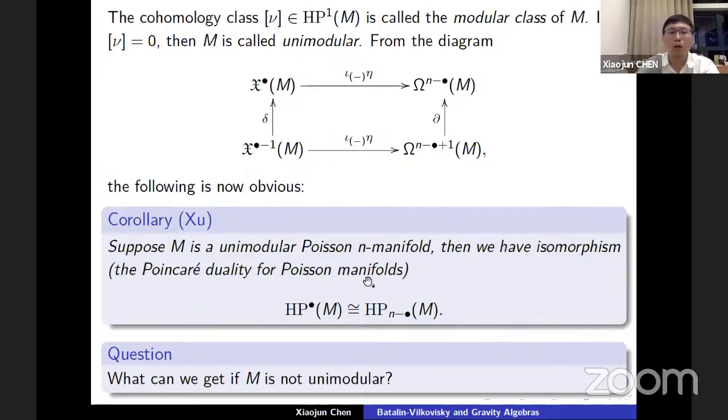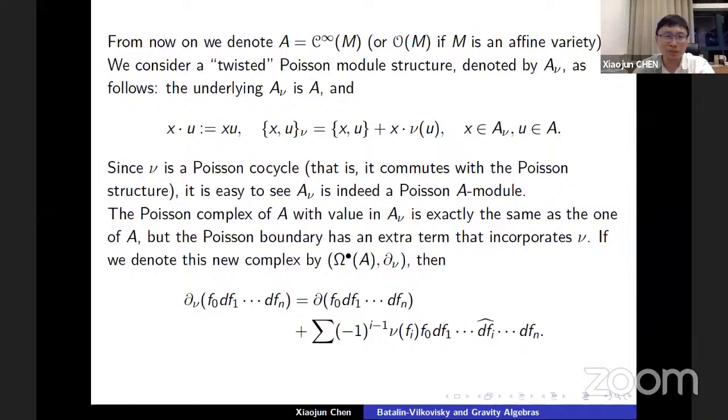Now, what can we get if M is not unimodular? Poisson homology is defined for the functions on this Poisson manifold. So let's denote A to be the algebra of smooth functions on M. But the result holds for algebraic varieties. If M is an affine variety, we may take A to be the defining algebra of this variety.